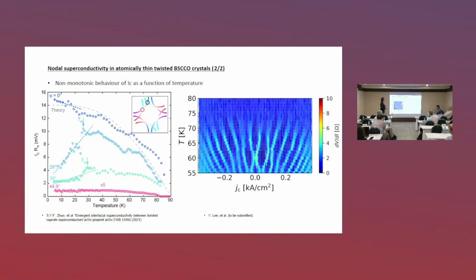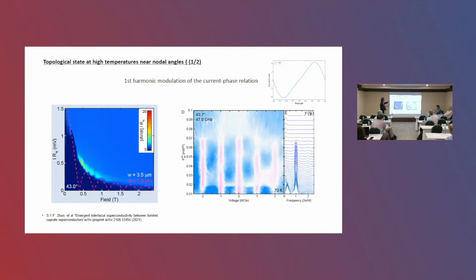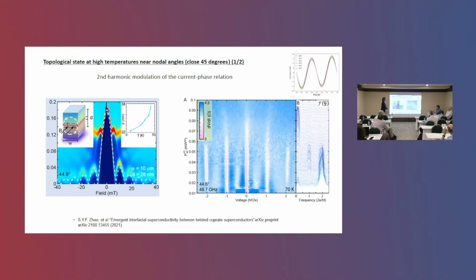And the Fraunhofer pattern at a low angle, let's say a 42-degree angle, a 41-degree angle, shows a normal shape, as you expect, of an intrinsic Josephson junction. And the Shapiro steps at 70 GHz show integer filling, like you expect in a regular Josephson junction. So what you could say here is that you have first harmonic modulation of the current phase relationship. So it's a Josephson junction, okay?